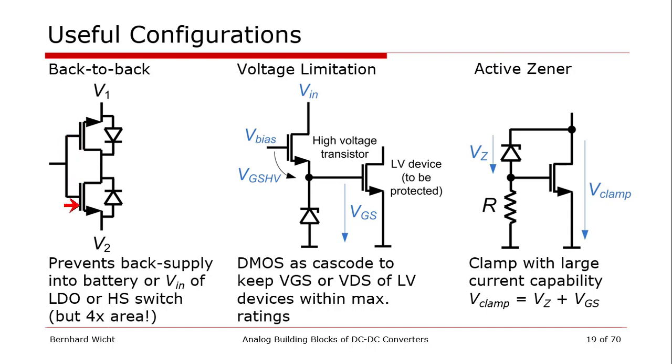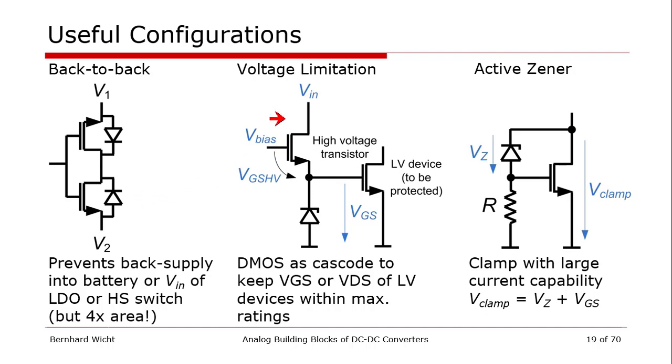If we then turn off the switch, there is no channel anymore and no conduction, so we prevent this back supply. The only drawback is that with two transistors we basically double the length of the device, and if we want to keep the same on resistance, we also need to double the width, which brings us four times the area. So we only want to do it if it's really necessary, right?